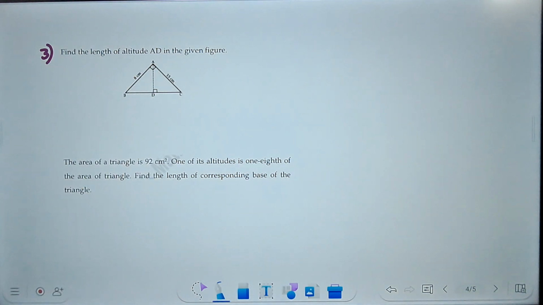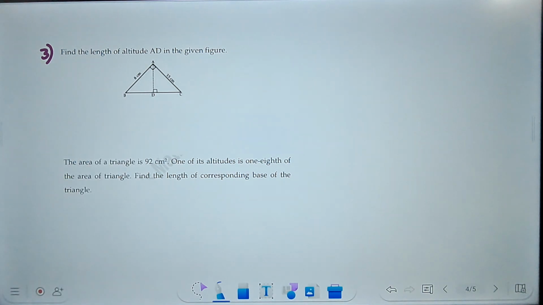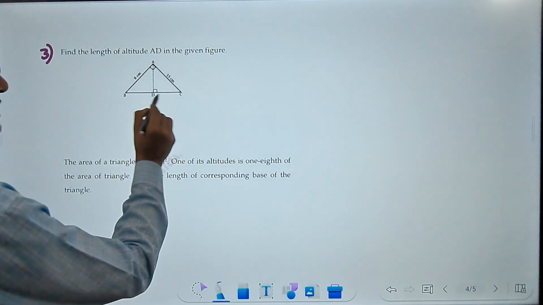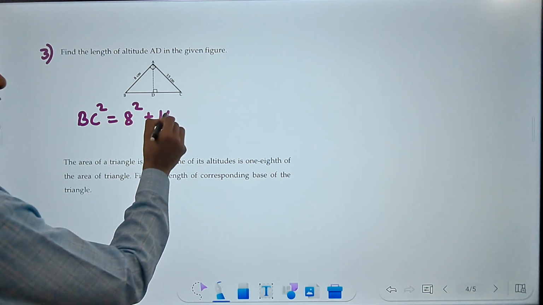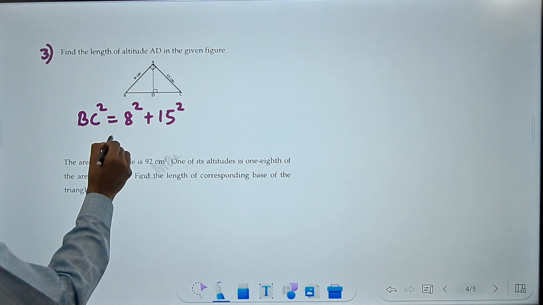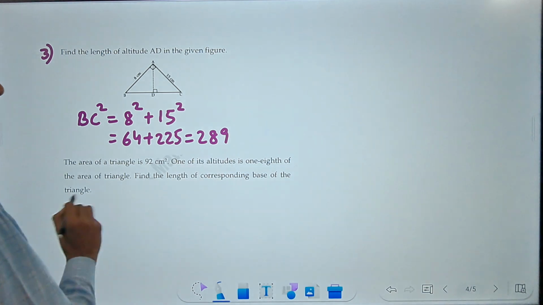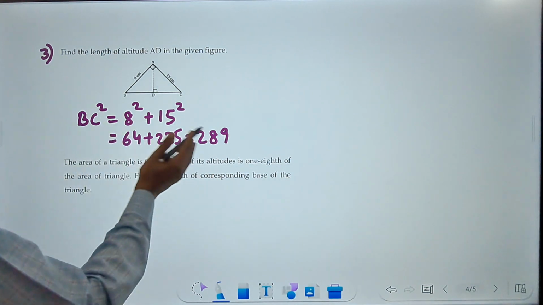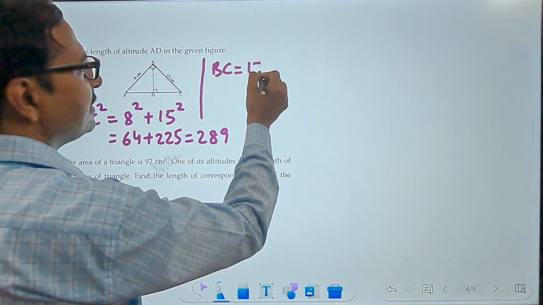altitude AD. Now the important thing to note here is this angle A is also 90 degrees, and that's what matters here, because if you fail to identify that we have to use Pythagoras theorem in this question, then it will not work. So let's find the side BC first. BC square will be equal to 8 square plus 15 square. I have applied the Pythagoras theorem in the big triangle. So this is 64 plus 225, which is 289. And you know that 289 is the square of 17. So this side BC comes out to be 17 centimeter.